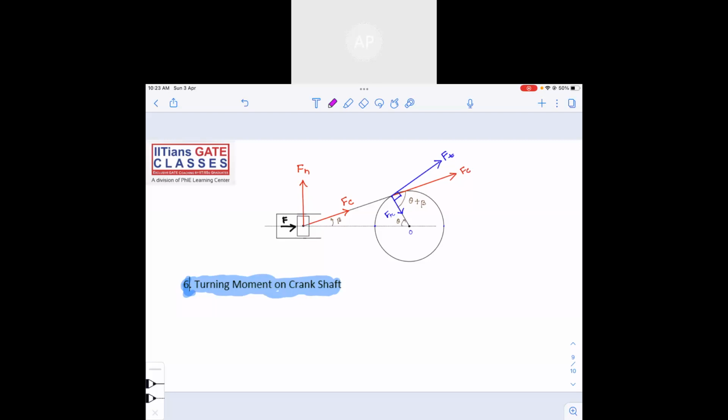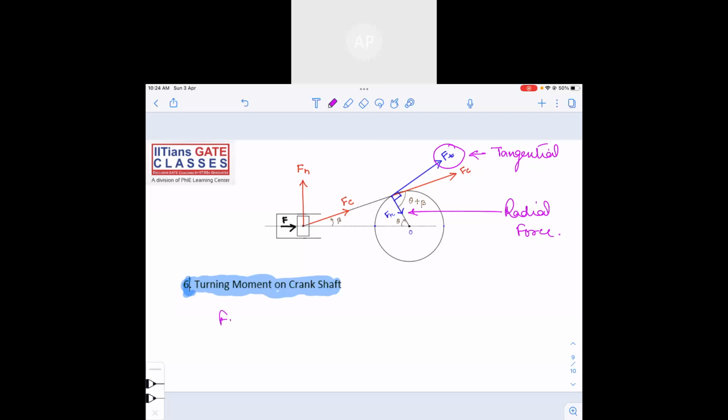One is the tangential force and the other one is the radial force. Which force do you think is responsible for turning the crank? Definitely the tangential force. Radial force is not going to turn the crank. It is just going to put pressure on the bearing. So what is going to turn the crank is the tangential force Ft.